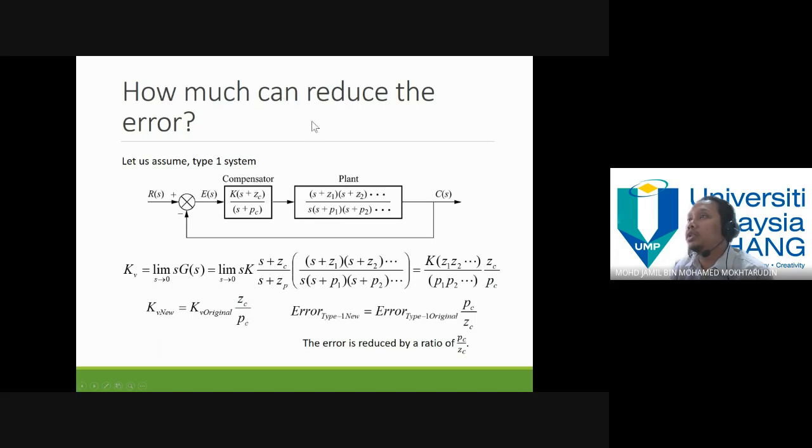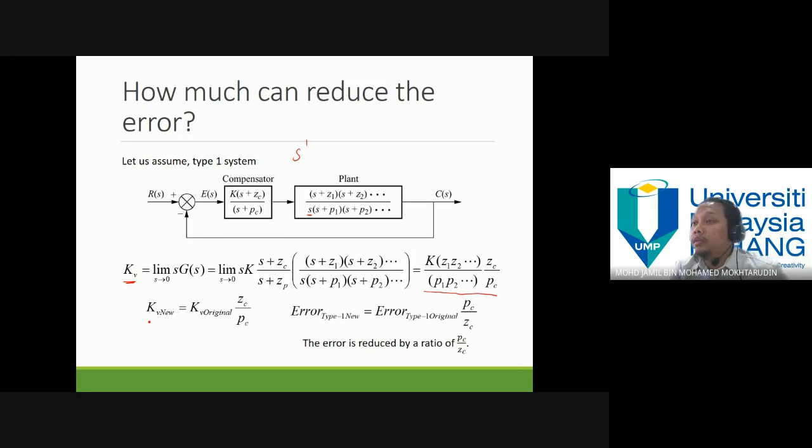So how much can adding a compensator reduce the error? Okay, so let's say this system plant here, when you add S plus PC, if you look at this S here, it's a type one system. So S power of one. For a type one system, you only have static error KV. So KV equals limit of S GS, and substitute GS, you get this limit here, and simplify, you get this KV equals this.